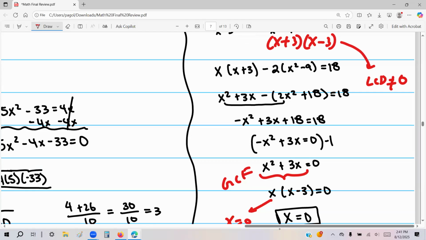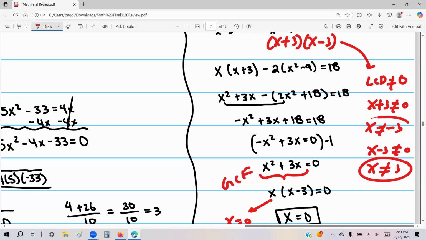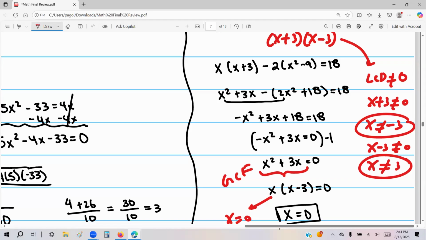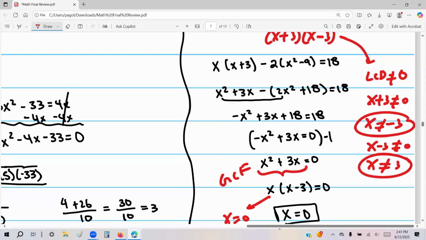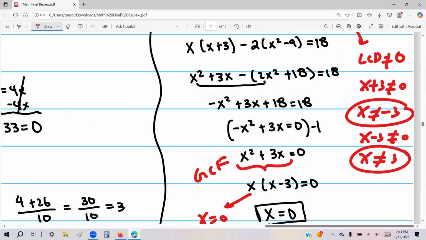So that means x plus 3 cannot be 0, which means x cannot be negative 3. Also, x minus 3 cannot be 0. That tells us x cannot be positive 3. So there are two x values we cannot have in our solution. But look what we got. We can also have x equals 0, right?